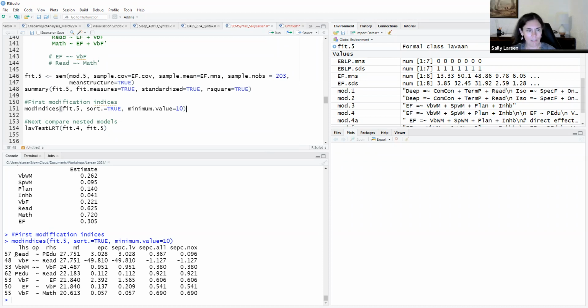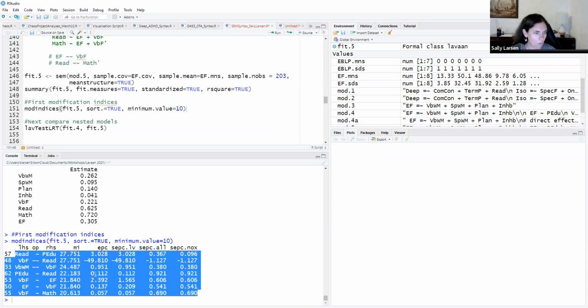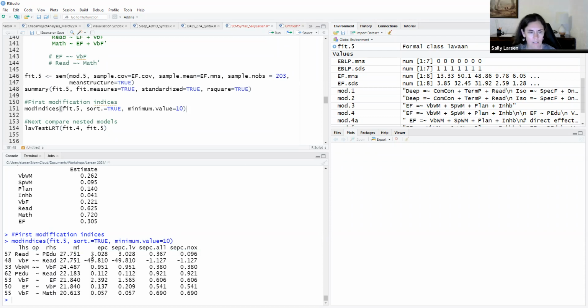And then it gives us some information down the bottom here. This is all the modifications I could make. This column here, MI, are the chi-square increments you would improve by. And that's really all you need to look at in this case. So what it's telling me is, if I put a regression coefficient in between reading and parent education, interesting, because that's what the model originally was. And then it's saying there should be a covariance between verbal fluency and reading. See, that's giving me 27 chi-square increments of improvement.